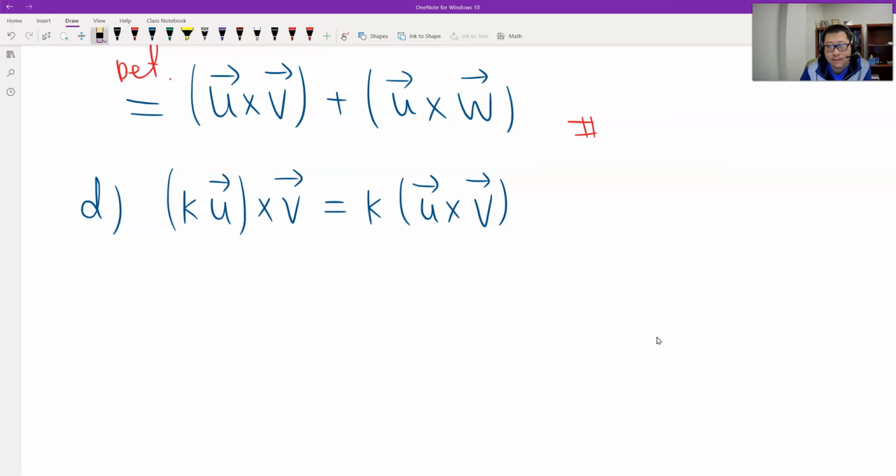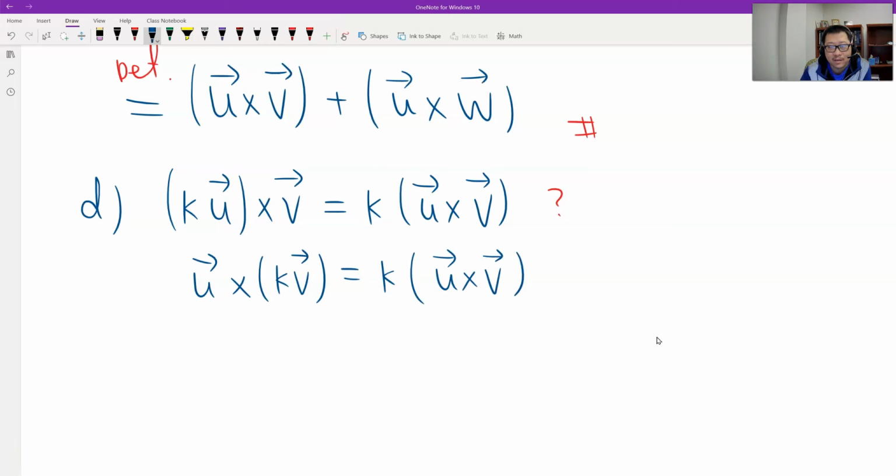And the second is U cross KV. By homogeneity, we can take the K out, so it also equals K times U cross V. I think the second is easy, so we only need to verify the first part, 1 and 2. The second should be proved by the first, right?